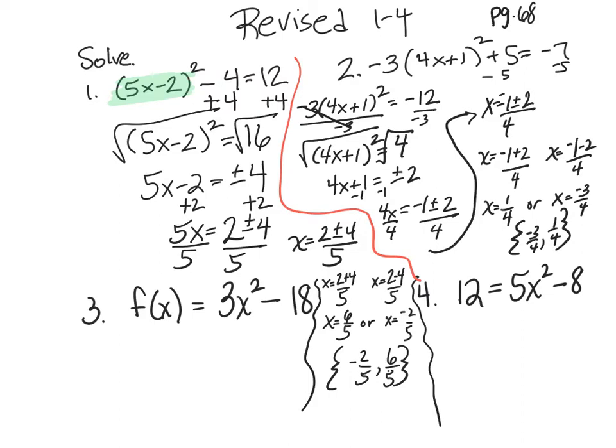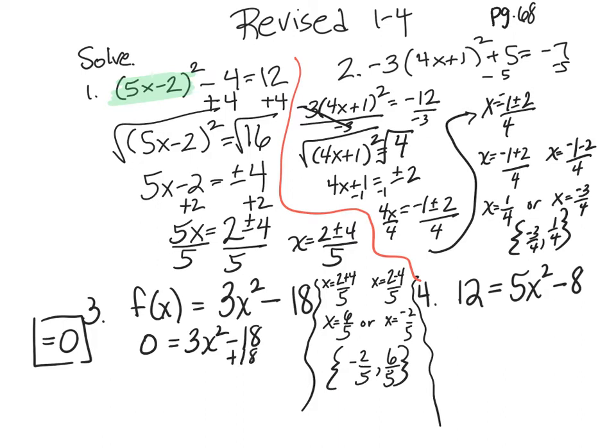Number 3 looks very strange. And when you're solving these quadratics, I don't think I've completely emphasized this, but you're finding where they cross the x-axis. And where they cross the x-axis is where y is 0. So you have to make sure to set these equal to 0. That's what you have to do first. Make sure that y is replaced with 0. 0 equals 3x squared minus 18.